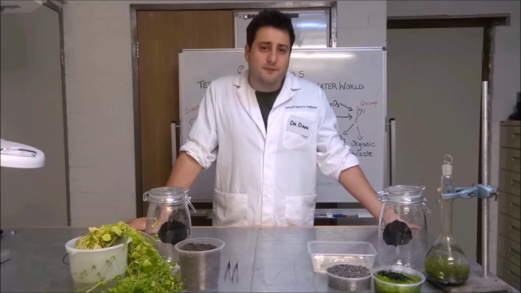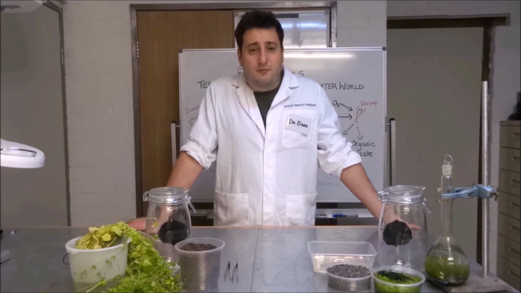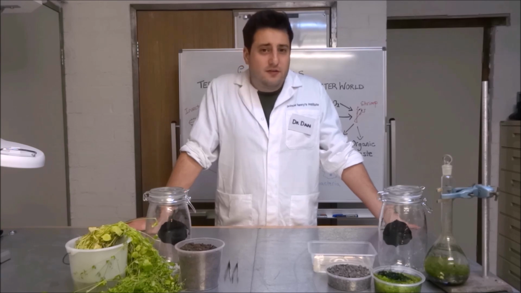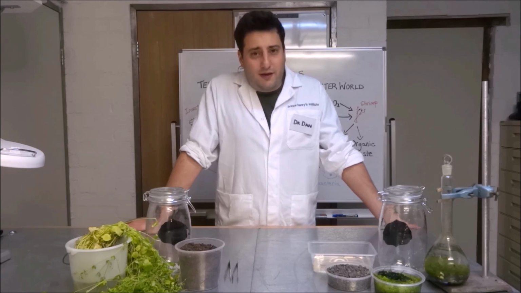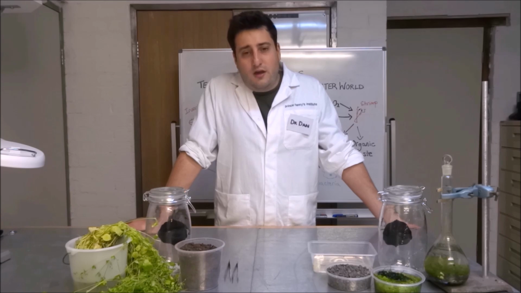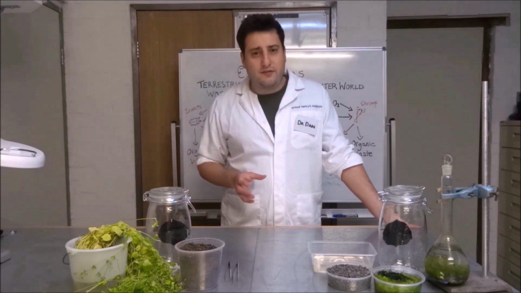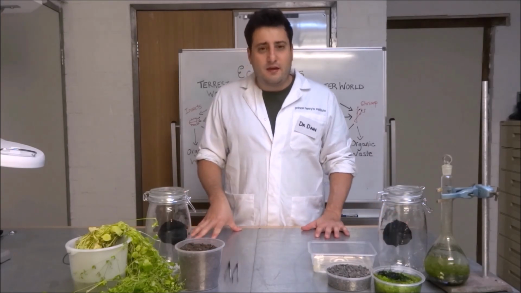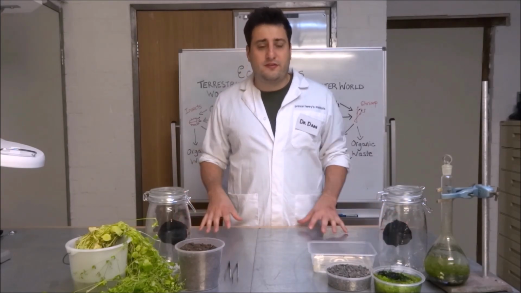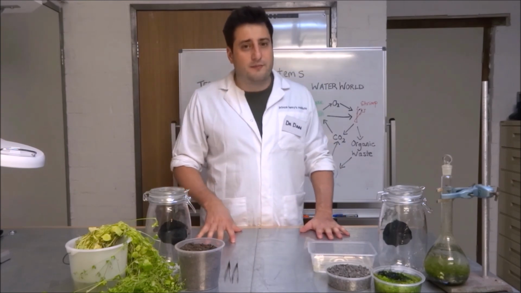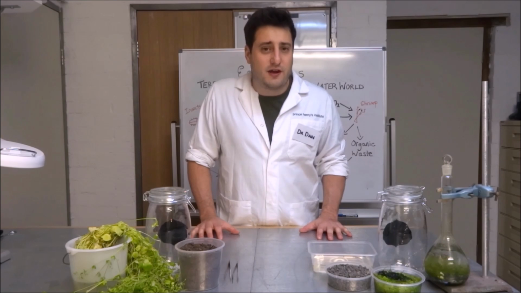And the third player are animals. Animals consume the CO2 that the plants make and also eat the plants, but they also produce organic waste, which fertilize or help the plants grow. So as you can see, these three players interacting together form a self-sustaining ecosystem. So let's have a closer look at two types of ecosystems we can create in our own home.